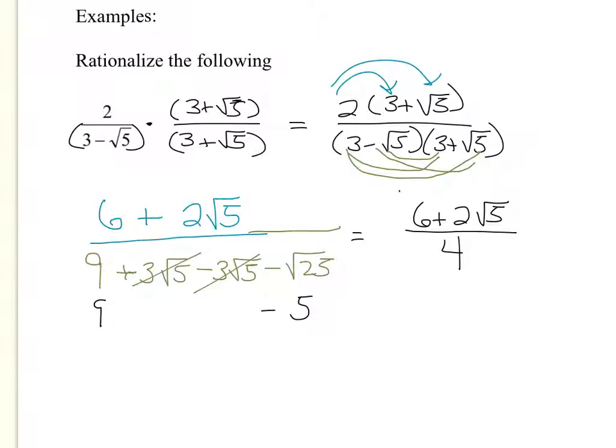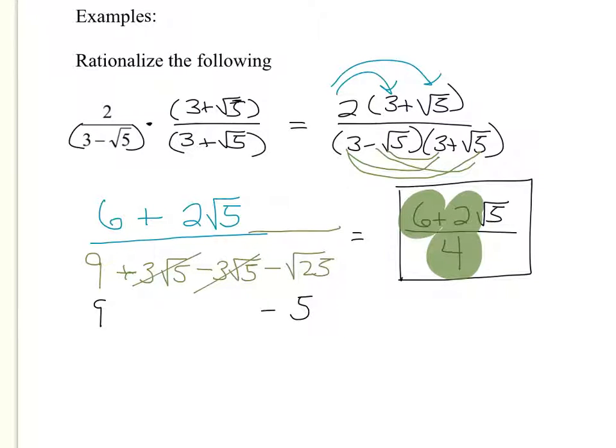Now this is a fine answer. But what we're going to try to do, because in our next chapter we'll start simplifying things like this a lot, is look at the numbers that are not in the radical, so the 6, the 2, and the 4. If those all divide by the same thing, we can divide it out. Since those all divide by 2, I can divide the 6 by 2 and get 3. I can divide the 2 by 2 and get 1. The radical 5 is not included. And 4 divided by 2 is 2.